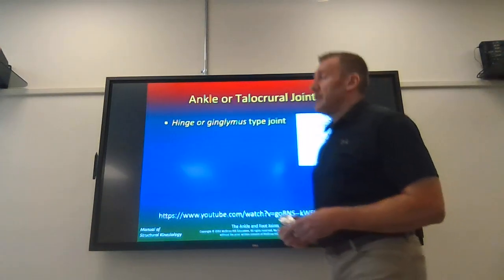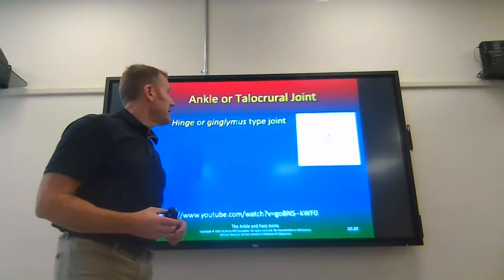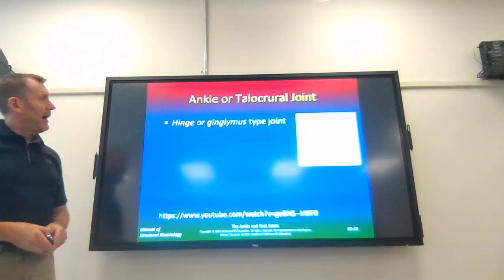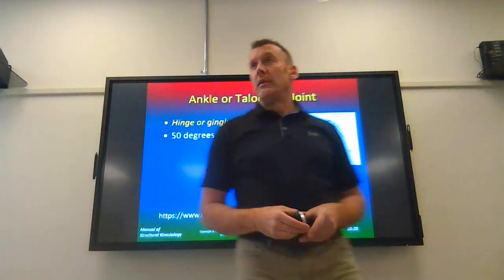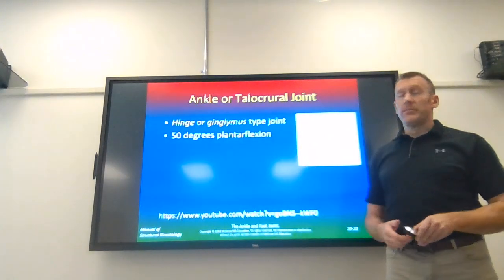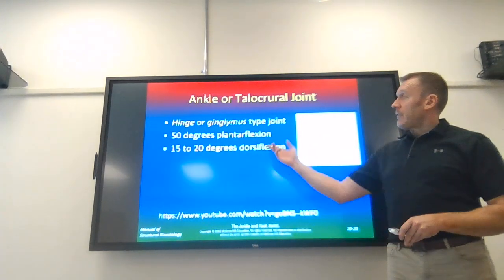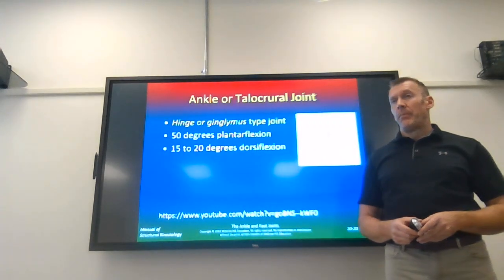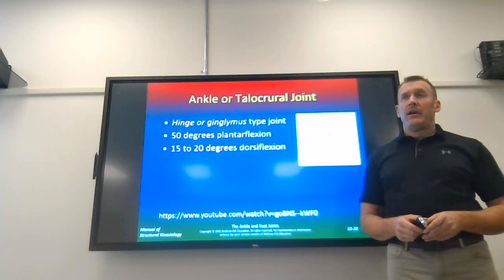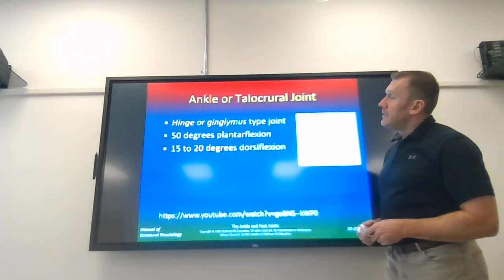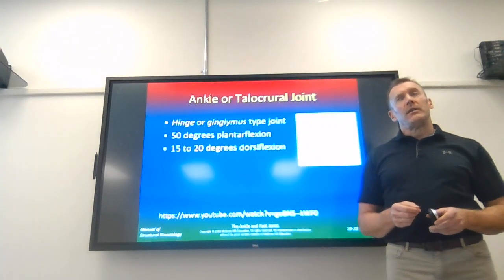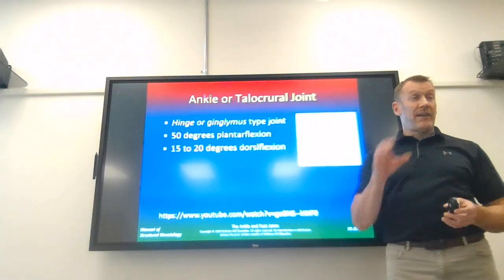So the ankle joint itself, the talocrural joint, is a hinge or ginglymus type joint. It has variable range of motion, so 50 degrees of plantar flexion, 15 to 20 degrees of dorsiflexion. Dorsiflexion is oftentimes the limiting factor. Plantar flexion is typically not a problem, especially since we live in a culture where people wear shoes that have a little more of a heel.